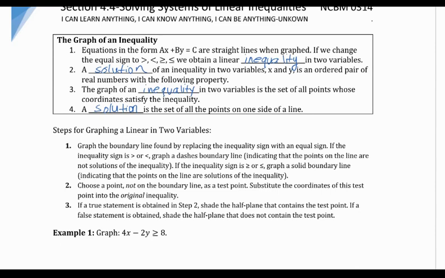For the second step, choose a point, not on the boundary line, as a test point. Substitute the coordinates of this test point into the original inequality. And the third and last step is, if a true statement is obtained in step 2, shade the half plane that contains the test point. If the statement is false, you're going to shade the half plane that does not contain the test point.